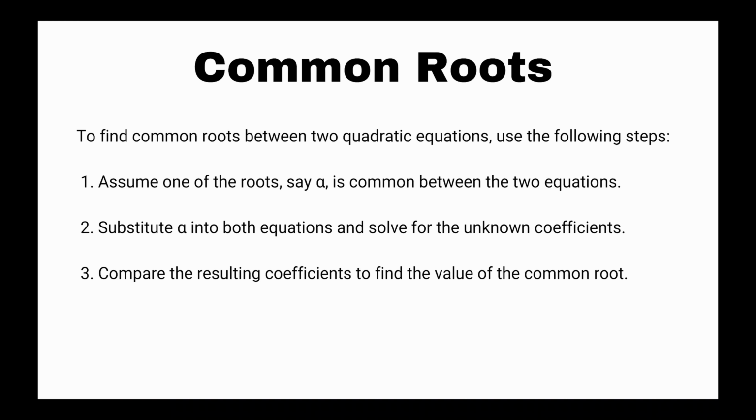To find common roots between two quadratic equations, use the following steps. Assume one of the roots, say alpha, is common between two equations. Substitute alpha in both equations and solve for unknown coefficients. Compare the resulting coefficients to find the value of the common root. Now this is when I am trying to find one common root.